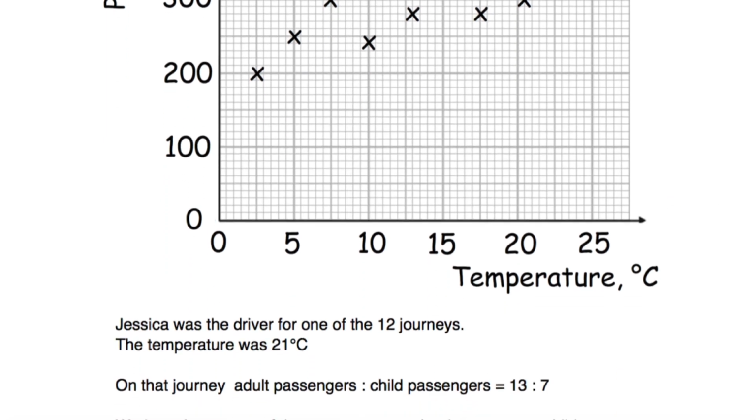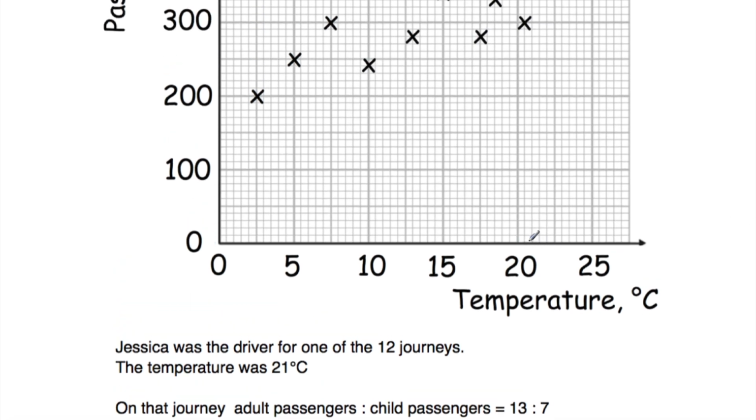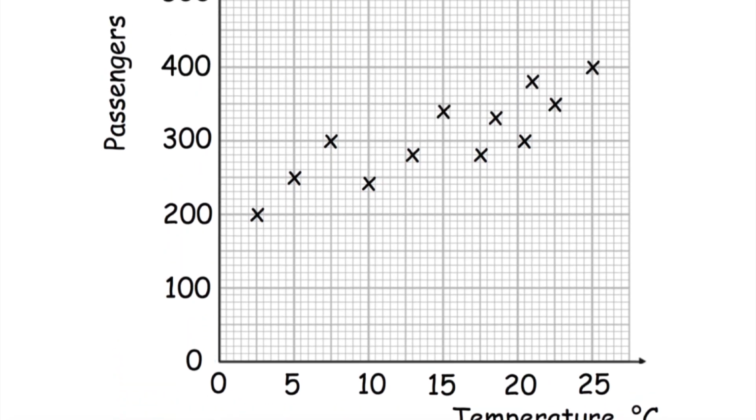Now she was the train driver whenever the temperature was 21 degrees Celsius. So that's going to be 2 little squares after the 20. So if we go across here, it's 2 little squares across. So it's not that one. The temperature on that train journey was 20.5 degrees Celsius. This one up here, that train there has got a temperature of 21 degrees Celsius because it's 2 little squares across from 20. That means Jessica was the driver of that train.